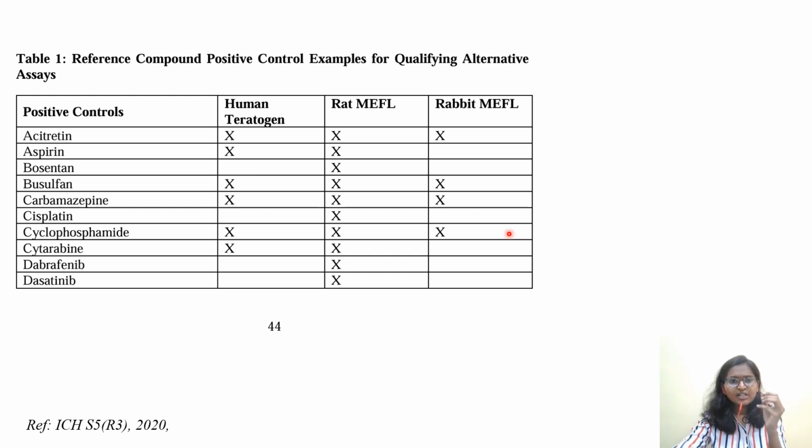From this ICH S5 guideline, on page number 44, they have given a list of reference compounds, positive control examples for qualifying alternative assays. I think those positive controls are around 33, I guess. Okay, this list is there. They have given which of them are human teratogens and the maternal and embryo-fetal effect levels. They have given MEFL like this in this ICH S5 guideline.